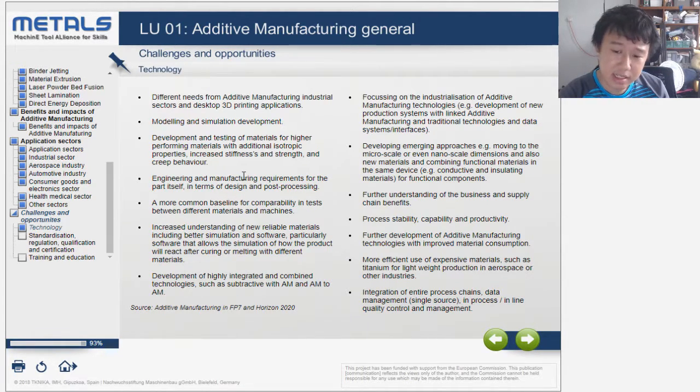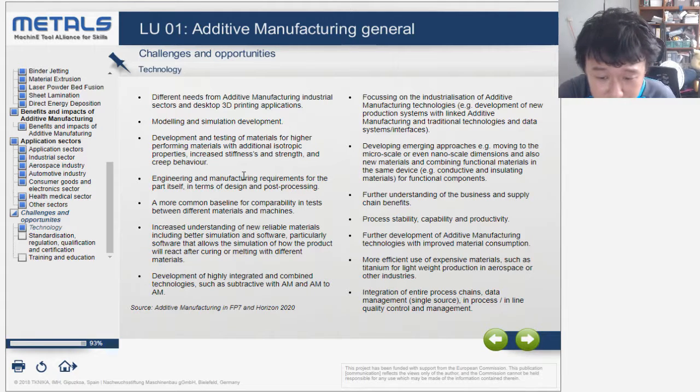Yes, I guess it's focusing on post-processing. In 3D printing, the parts are usually very rough, so you need to do some post-processing. A common baseline for comparability in tests between different materials and machines. Yeah, because the technology is very new, there's always going to be differences. People don't really know what's the standard thing to expect because there are tons of different companies selling 3D printers, so everybody will be slightly different.